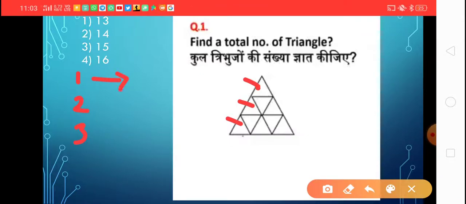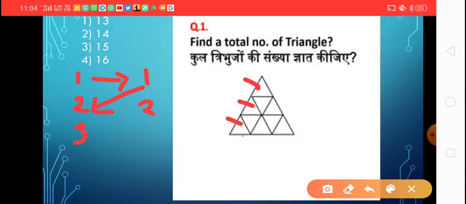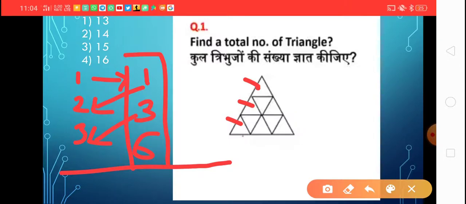Here I will write like this 1, and what we have to do is add this 2 in this 1, so it comes out to be 3. Then we have to add this 3 into this 3, so it comes out to be 6. And at the end we have to add this 1, 3 and 6, so it will become 6, 3 is 9, and 1 is 10.